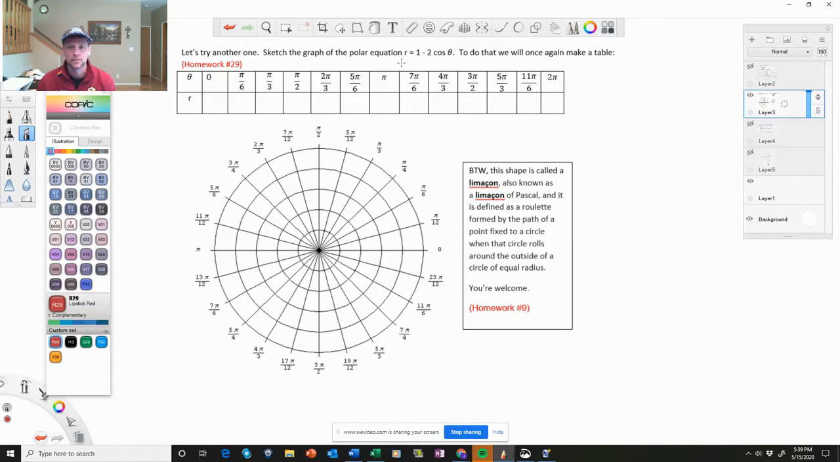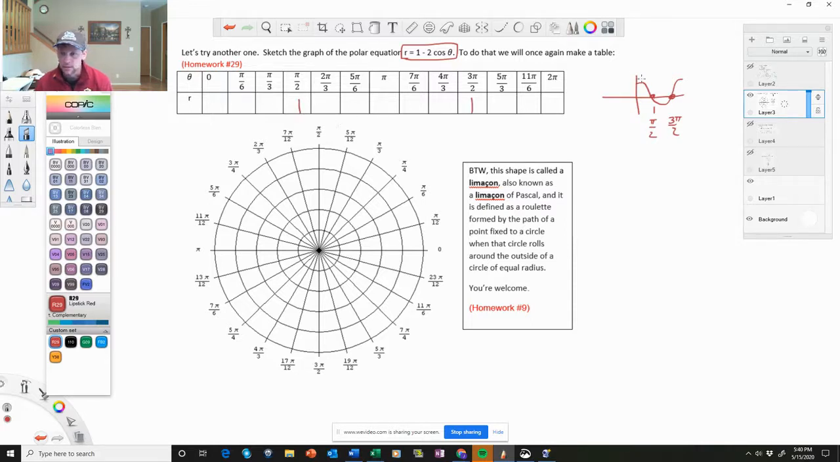Once again, let's just use a table to graph r equals 1 minus 2 times the cosine of theta. So let's start with the easy ones. I'm just going to kind of picture this in my head. This is the graph of the cosine. That's one cycle. My zeros happen right there at 90 degrees, which is pi over 2 because we're in radians, and at 3 pi over 2. So I'm going to start with those. So at pi over 2, I know the cosine is 0. So I get 1 minus 2 times 0, which is 1. And I get 1 there also.